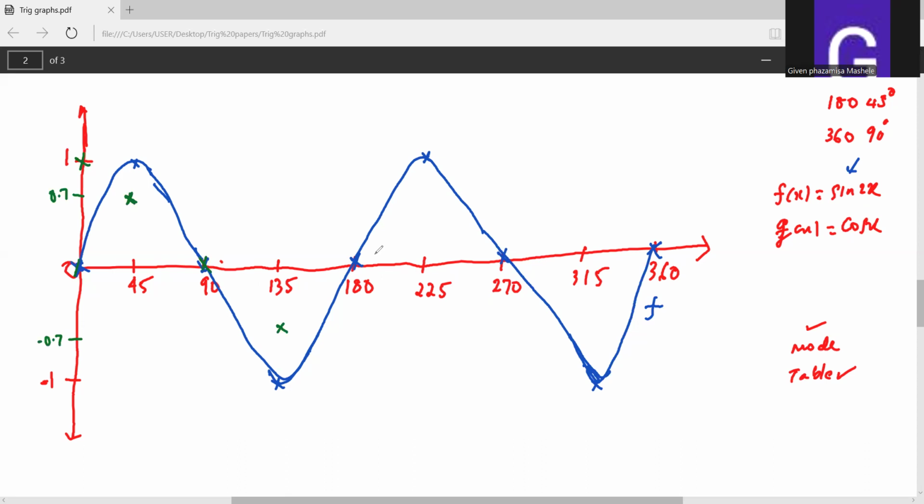So 180, it says negative 1. It means the point will be there. Then 225, it says back to negative 0.7. So it means it will be there. And then 270 is 0. Then now coming to 315, what is 315? 315 is 0.7. So it will be somewhere here, if I'm not mistaken. Then lastly, 360, then the answer becomes 1 at the highest point there. So it means the graph will look like this. Let's sketch the graph.